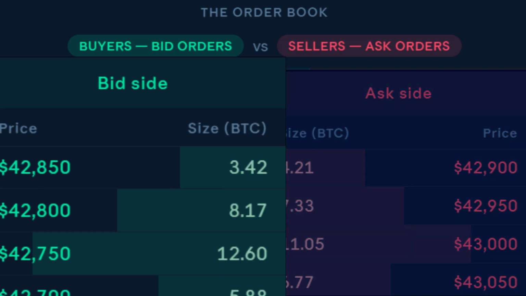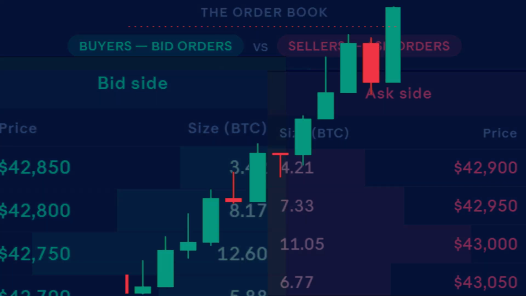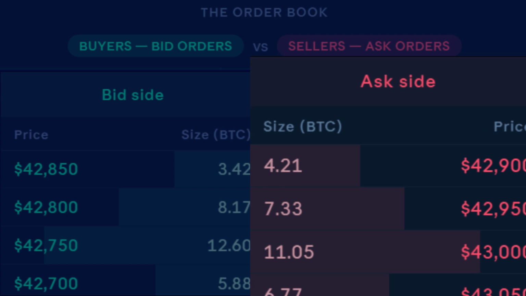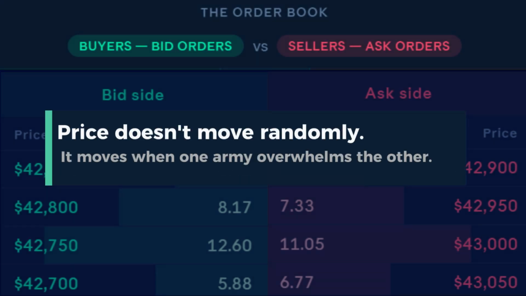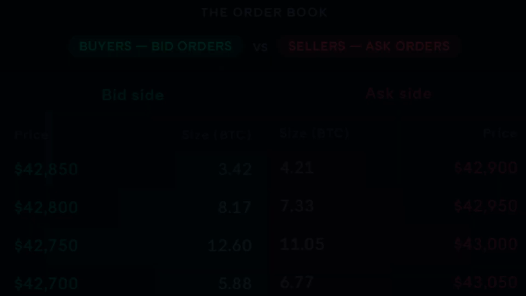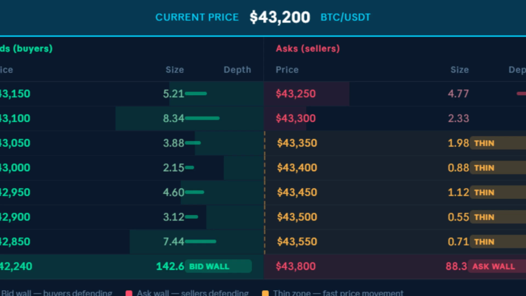When buyers are aggressive enough to hit the ask, price moves up. When sellers are aggressive enough to hit the bid, price moves down. Price doesn't move randomly. It moves when one army overwhelms the other. Now that you know what the order book is, here's what actually matters when you're reading it.